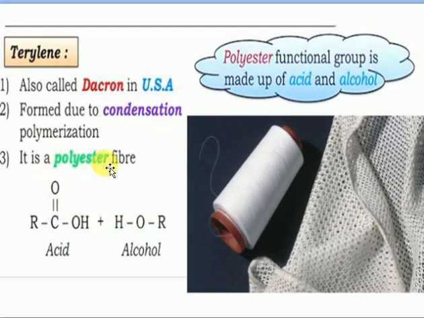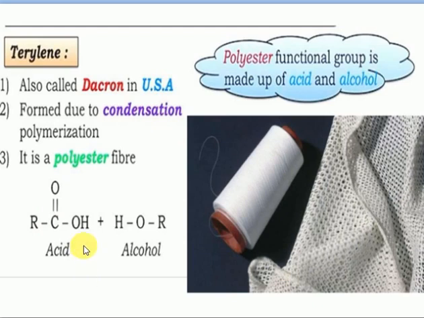This is a polymer fiber. Look at this polymer fiber; this is terylene. You know terry cloth is made up of cotton plus terylene. One point: terylene is also called Dacron in the US. One acid functional group and one alcohol functional group react together, leaving a water molecule, and they form one ester. Okay, esters only.